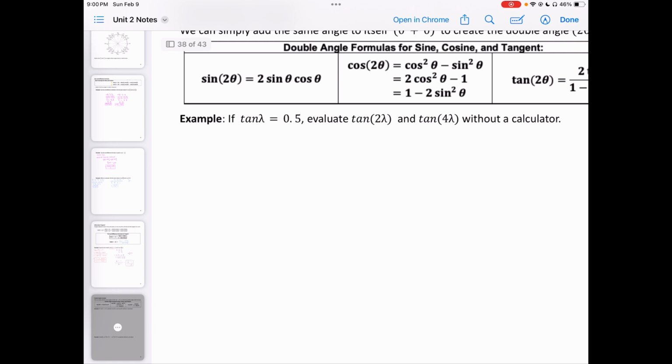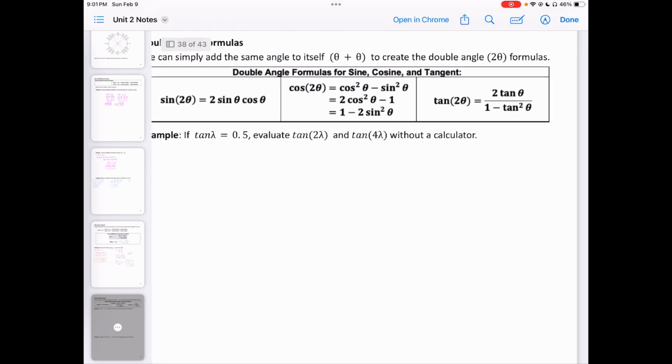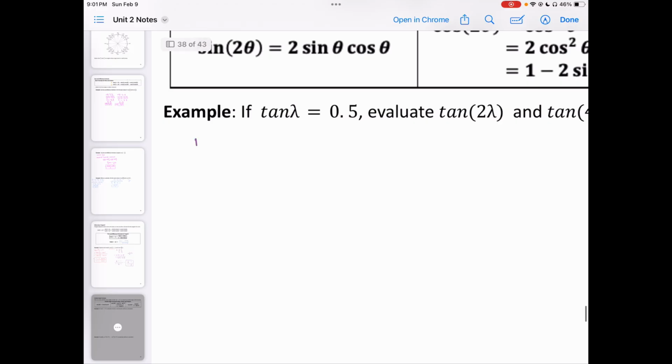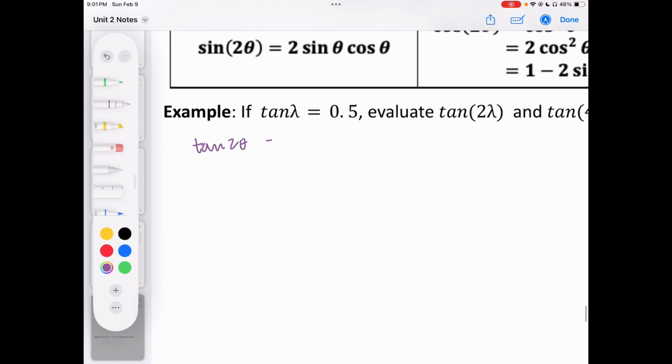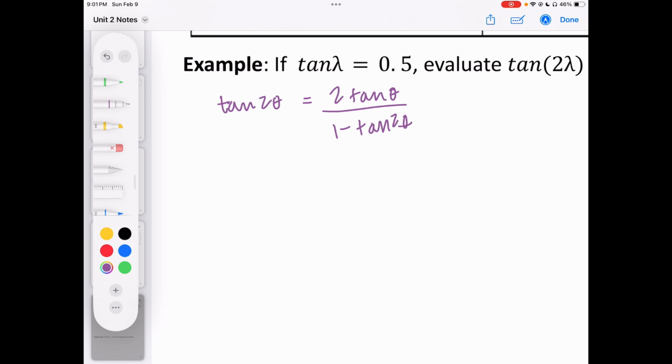If tangent of gamma is equal to 0.5, evaluate tangent of 2 gamma and tangent of 4 gamma, again without a calculator. Okay. So really, we're already being given a lot of information. I have my tangent 2 theta equation on the far right. Let me go ahead and rewrite it over here. Tangent 2 theta equals 2 tangent theta over 1 minus tangent squared theta. Okay. Sometimes I just have to make sure I'm copying things down right.